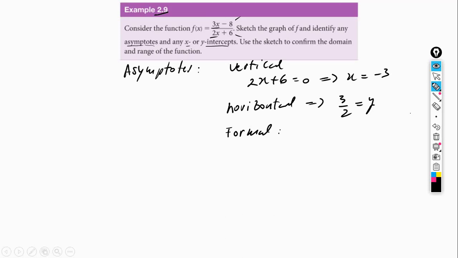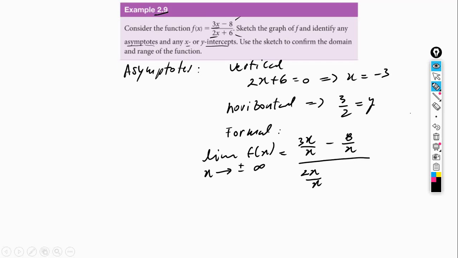So formally, we would say, what is the limit of f of x, the function, as x approaches positive or negative infinity? So what we do in these cases is that we divide everything by x. So notice that we could rewrite the function as 3x divided by x minus 8 divided by x, and all of this over 2x divided by x plus 6 divided by x. And then we would have to think about what happens when we plug in very large values for x. Now, in the numerator, we know that this would cancel out. And then if we plug in a big number here, this would tend to 0.